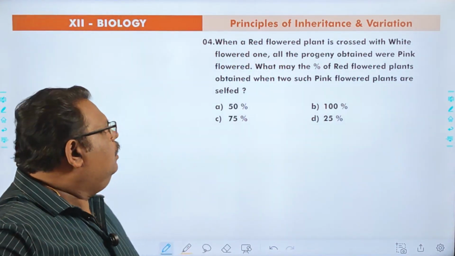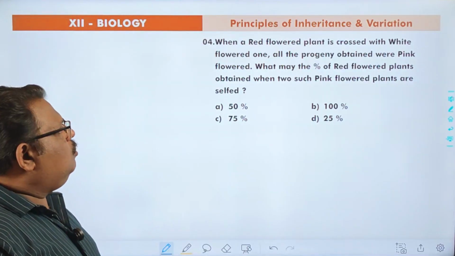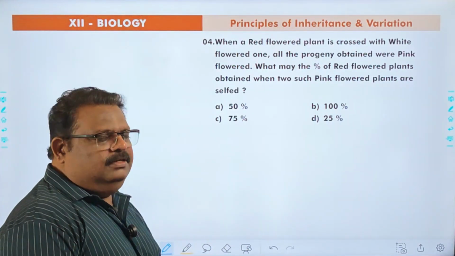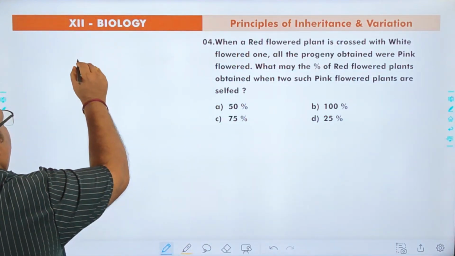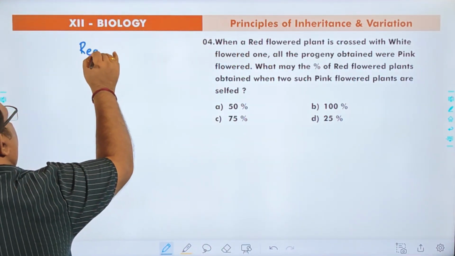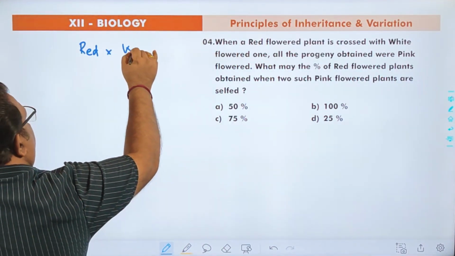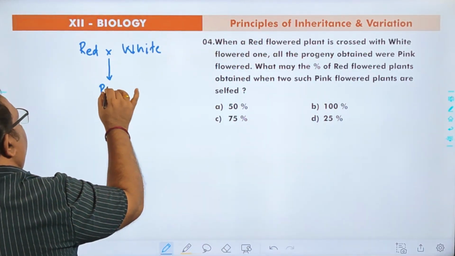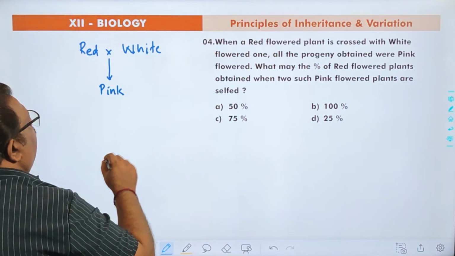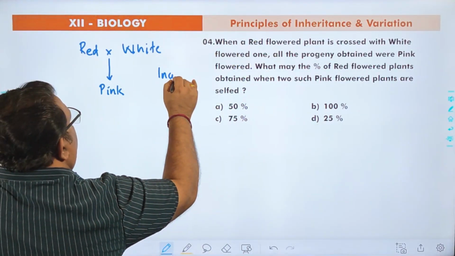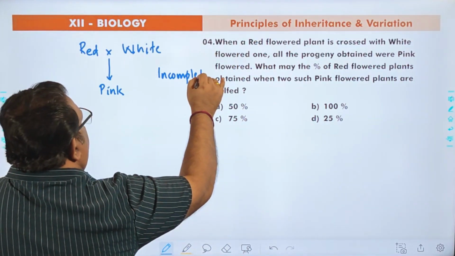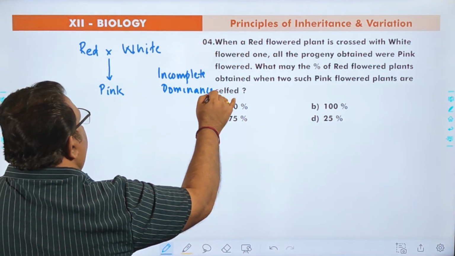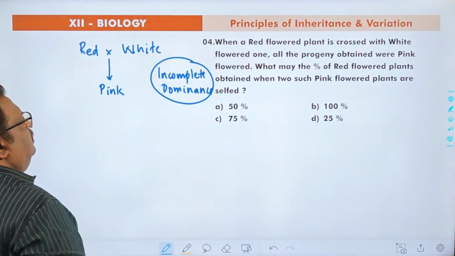Next one. When a red flowered plant is crossed with a white flowered one, all the progeny obtained were pink. A red flowered plant is crossing with a white flowered plant. The progeny obtained are pink flowered. That means the dominance is incomplete. Incomplete dominance. In incomplete dominance, an intermediate coloration is there. Intermediate condition is there.